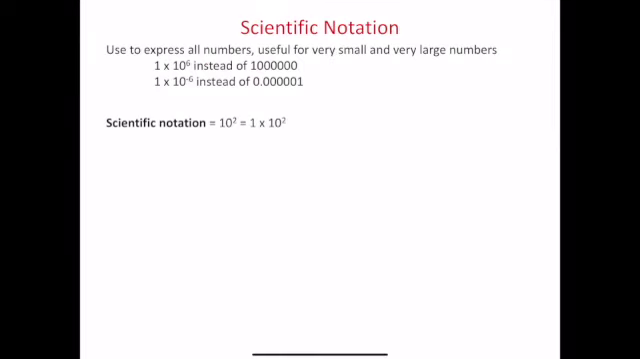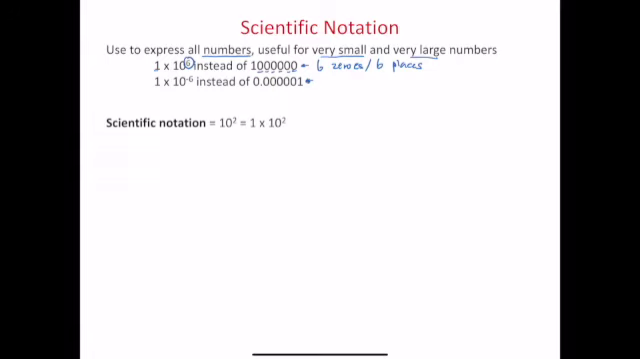Notation is a method used to express number values, and it's most useful for very small numbers like this number, 0.000001, or very large numbers like this number. This is 1 with 6 zeros after it. Instead of having a bunch of zeros that could be lost, an exponent is used to say this is a 1 with 6 zeros after it.